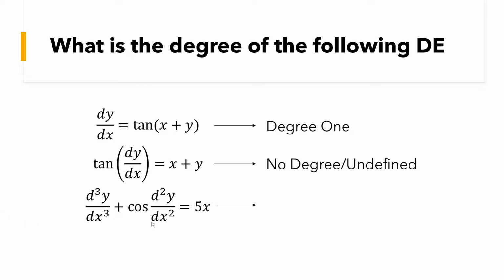Also, in our last example, we have d cubed y over dx cubed plus cosine of d squared y over dx squared is equal to 5x. So this is also undefined. So that is all that the exception is saying for the degree of the differential equation.